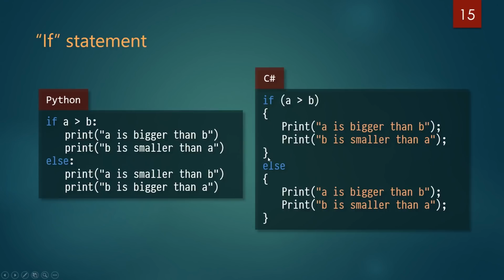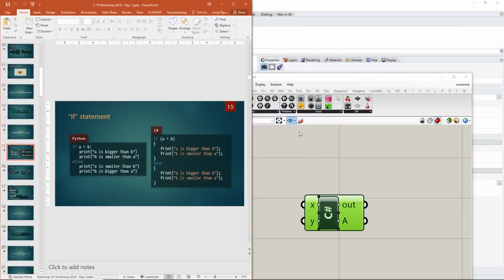All right, and then this is the else statement. For the print command, the C# script component also supplies a special print command, except that you have to use a capital P. In Python, this print command is spelled with lowercase, but in C# it's uppercase. So the message will be printed out in the output port.